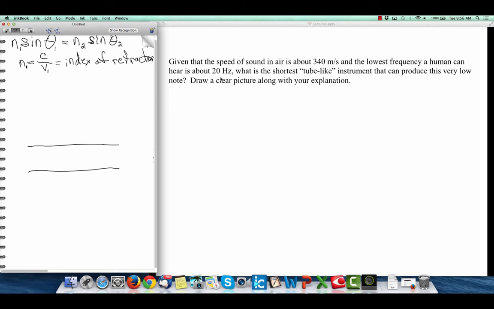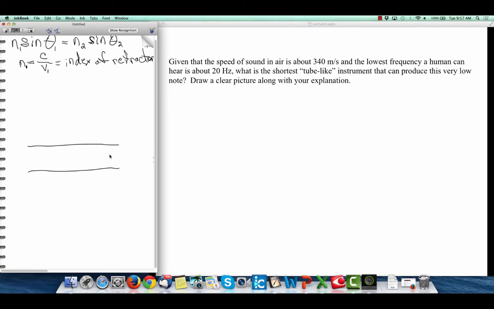If I were writing this problem, I would be clearer on what I mean by tube-like instrument. So let me suggest this one: a tube with both ends open. A flute is a little like that. A piccolo is not. A piccolo is more like an open end and a closed end tube. But a flute is a little like open on both ends.